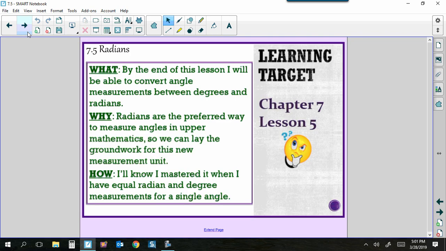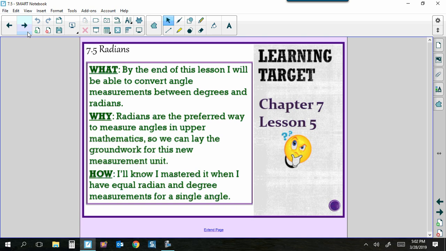And today we are looking at 7.5 radians. What will we be learning? By the end of this lesson, I will be able to convert angle measurements between degrees and radians. Why will we be learning this? Degrees are the preferred way to measure angles in upper mathematics, so we can lay the groundwork for this new measurement unit. How will you know it? You'll know you've mastered it when you have equal radian and degree measurements for a single angle.